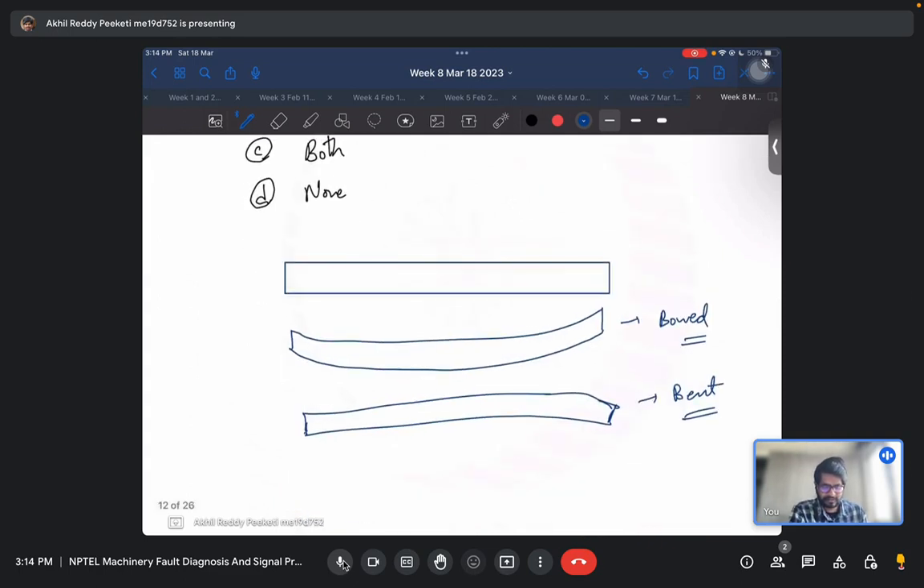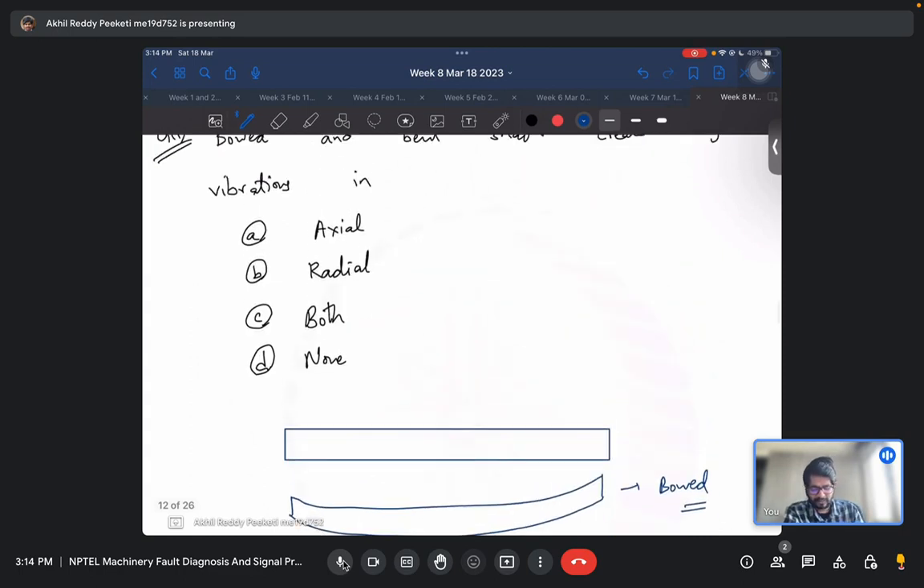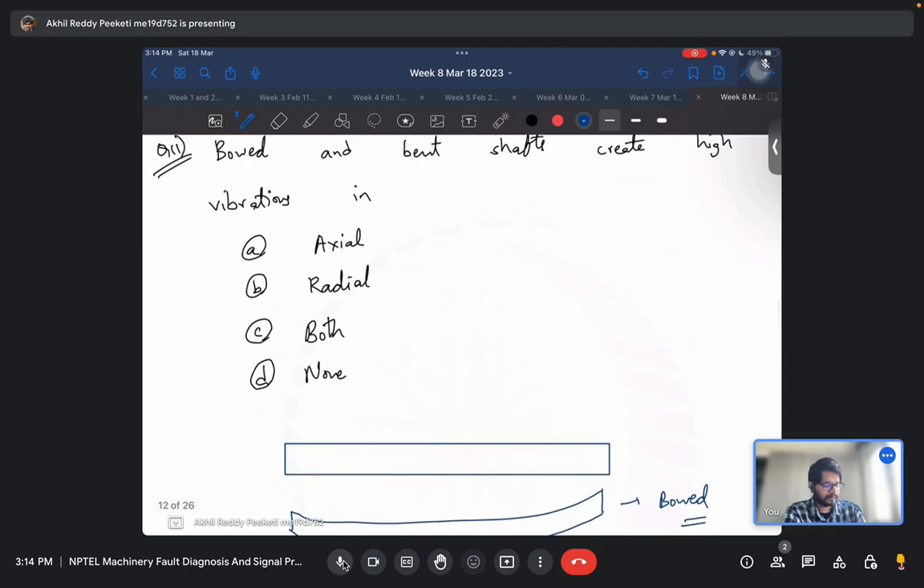So as you can see, this bowed or bent kind of cause misalignments. So they kind of cause the axial forces or the axial vibrations. So as we have seen, misalignment causes axial vibrations. So this bowed and bent shafts also can cause axial vibrations.